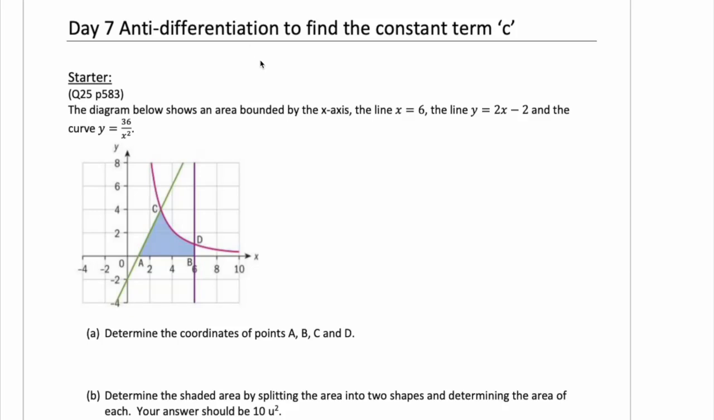Collier, and today we're doing anti-differentiation to find a constant term, the C value. Okay, so anti-differentiation is basically the opposite of differentiation, so we're basically finding the integrals.